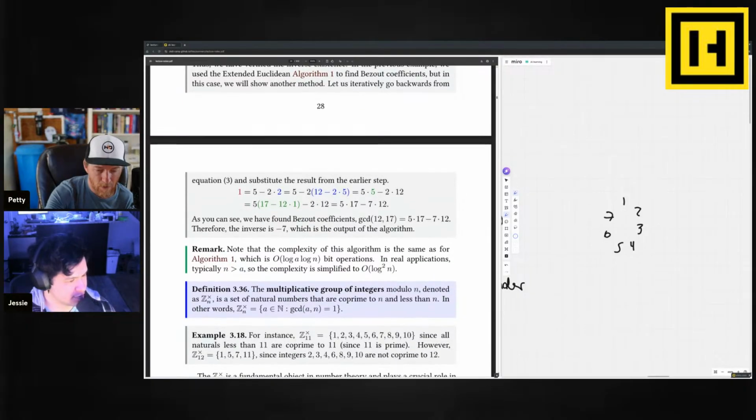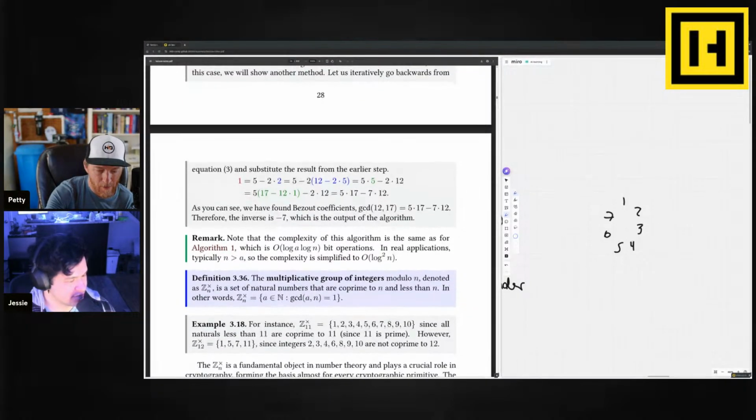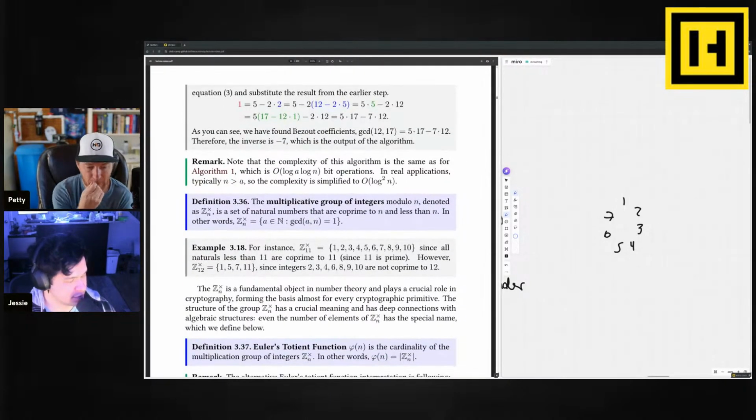And then they're moving the 1 to the other side, so it's 5 minus 2 times 2. So they're just flipping it over. And then what do they do? 1 equals 5 minus 2 times 2, and the 2 equals 12 minus 2 times 5. So they just plug the previous step into that part.